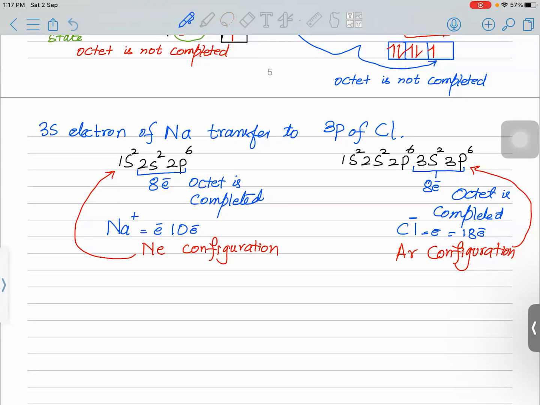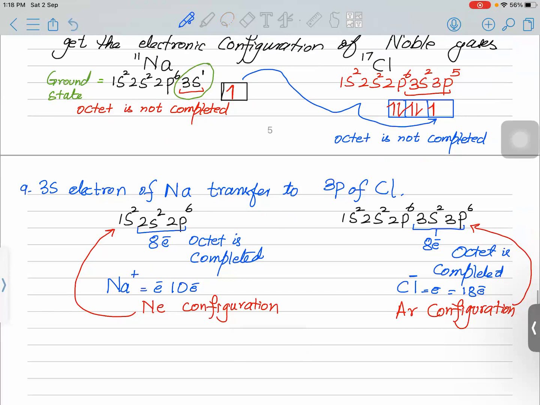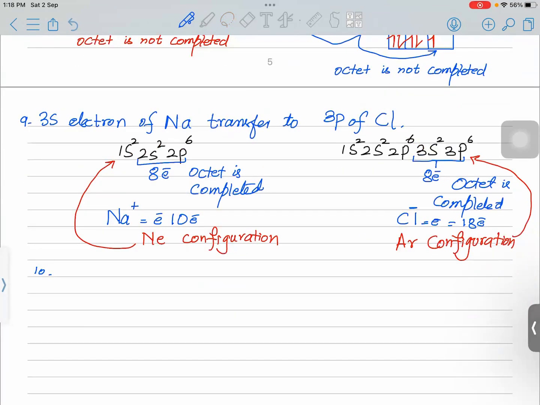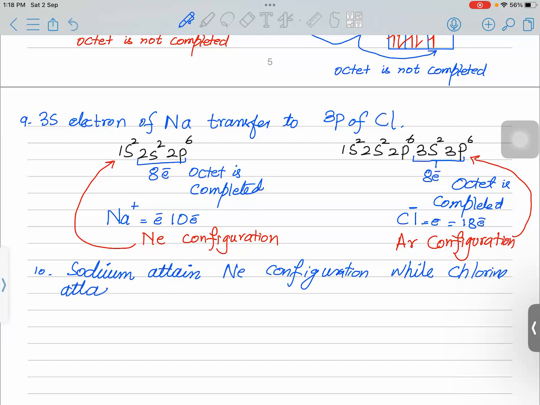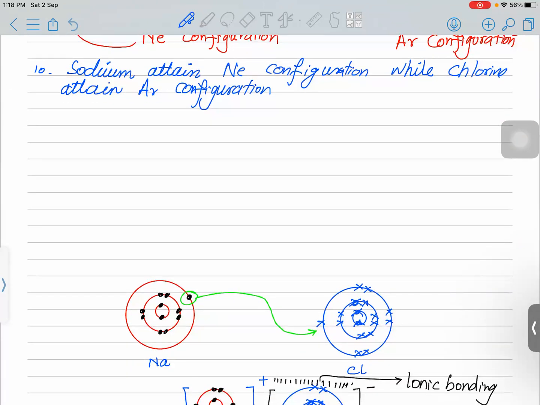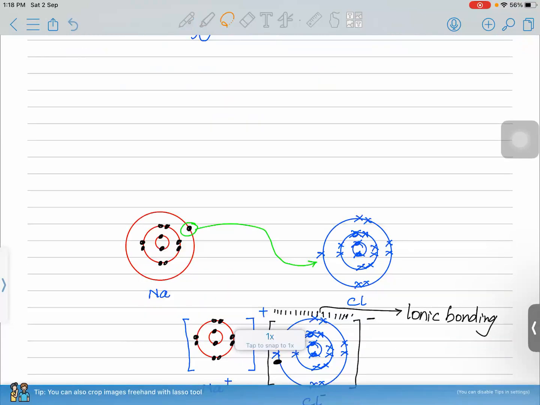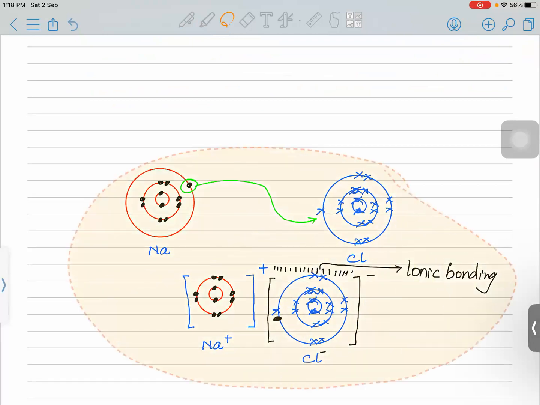Point number 9, and then point number 10: sodium attains neon configuration, while chlorine attains argon configuration. So the driving force is noble gas configuration.